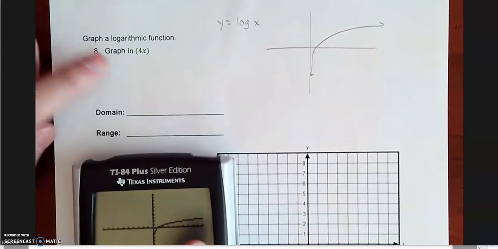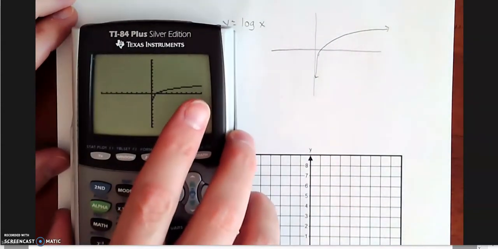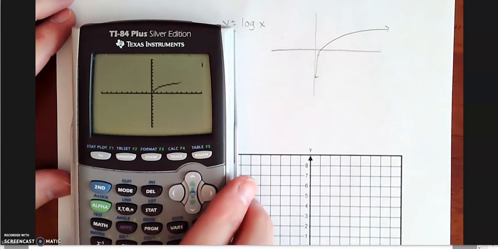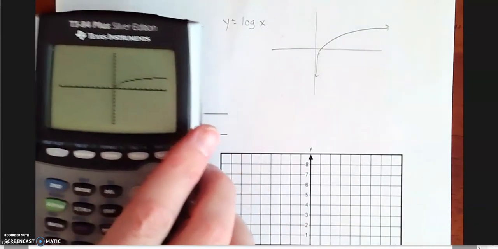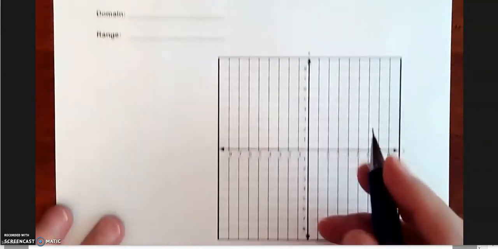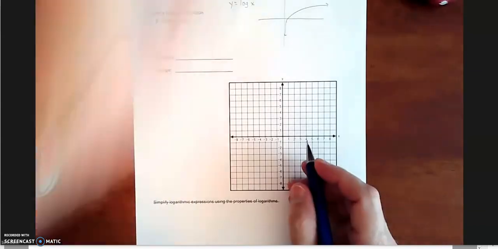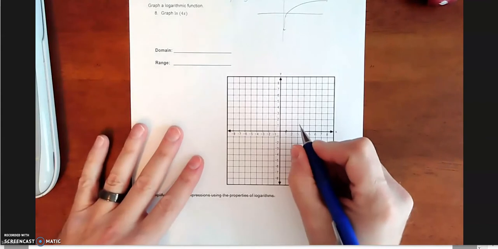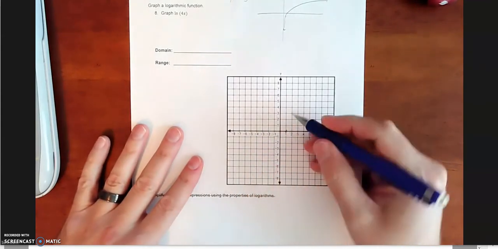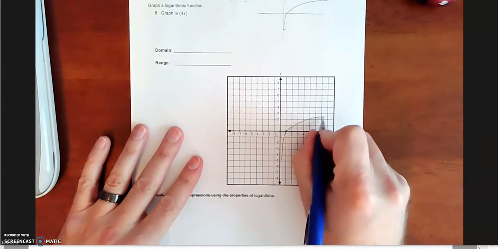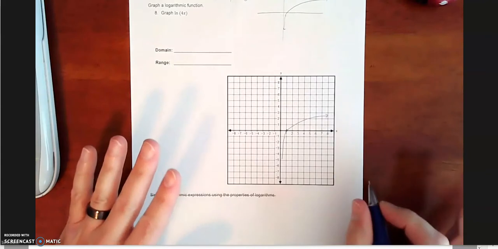So if we were to graph this one, we're going to have the natural log of 4x. Put that in parentheses, and here's our graph. Same thing. It does have a tendency to pass through (1, 0), unless you're shifting it left or right or up and down. And your graph is very, very steep, and then it starts to level off. So that's a very rough sketch.